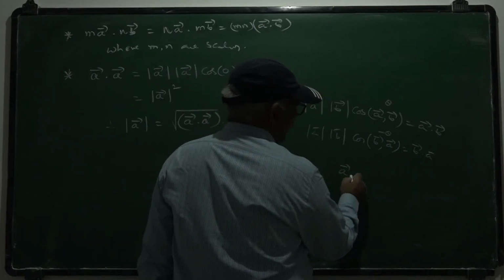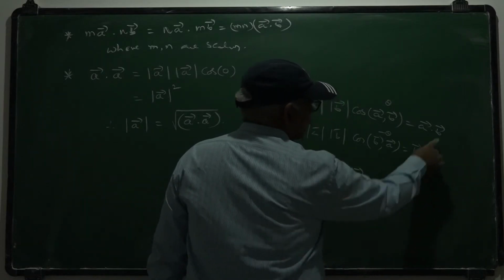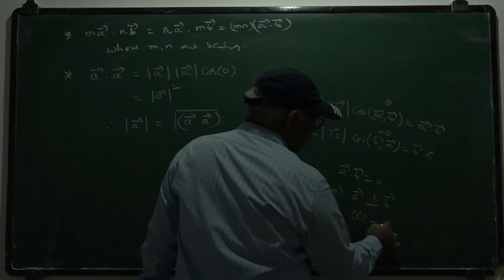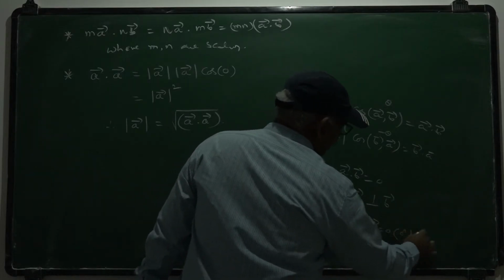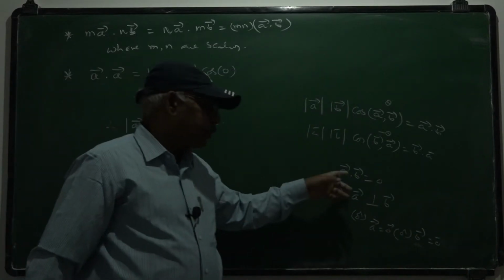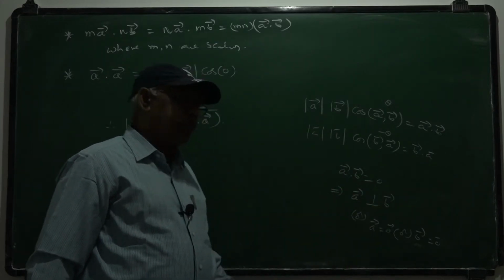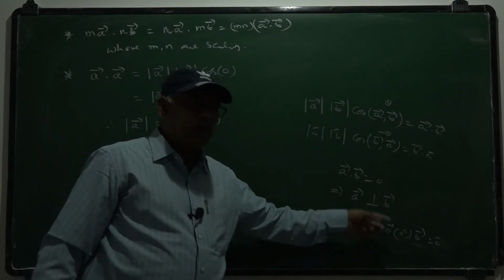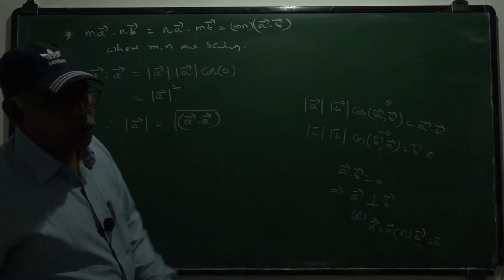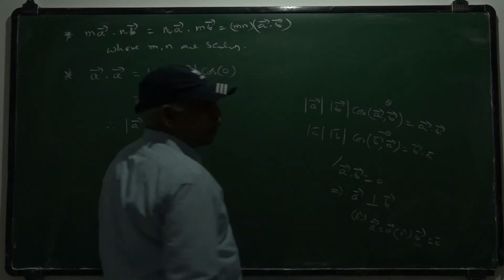A dot B equal to 0 implies A bar is perpendicular to B bar because cos pi by 2 is 0, or any one of the vectors involved in the dot product is 0 bar. So these three cases follow whenever A dot B is 0. Either A bar is perpendicular to B bar, or A bar may be a 0 vector, or B bar may be a 0 vector, or both A bar and B bar are 0 vectors. These are all the possibilities once A dot B is 0.